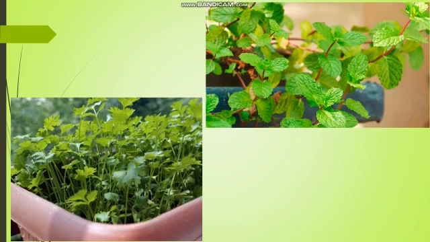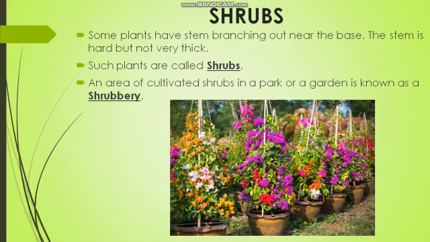The next comes shrubs. So what are shrubs? Some plants have stem branching out near the base, that is at the end of the stem. Also, the shrubs are the plants whose stem is not very thick but is hard. So these plants are called as shrubs, and an area of cultivated shrub in a park or a garden is known as shrubbery.